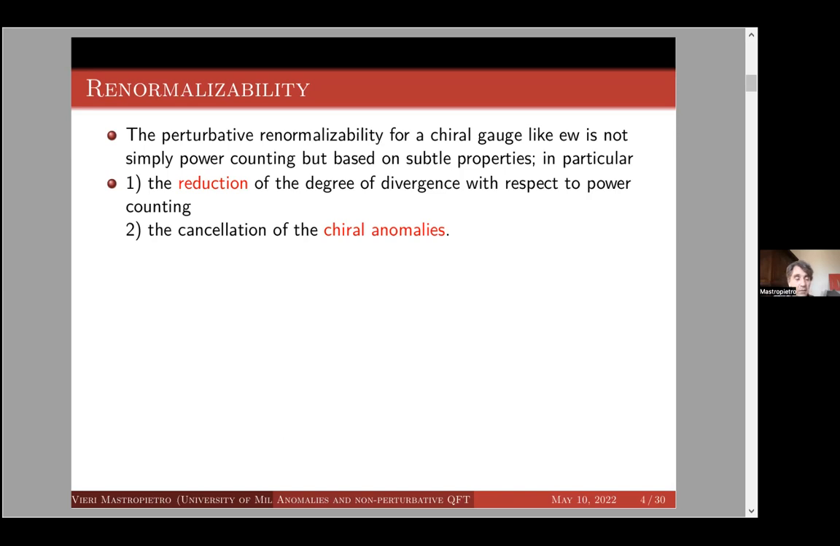Let me say just now that the mathematical problem is that these cancellations are usually obtained using spatial regularization, which are suitable in a perturbative context. But if you want to use them in a non-perturbative context, then you break, as I said, some symmetries, and then these properties are not obvious at all. So let me say what I mean by these properties.